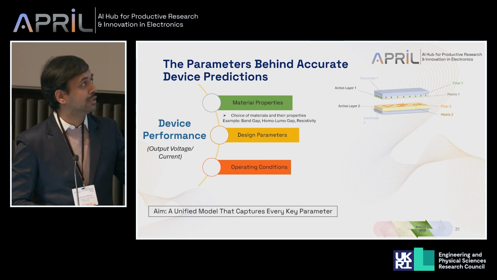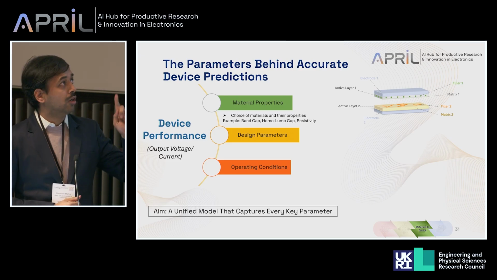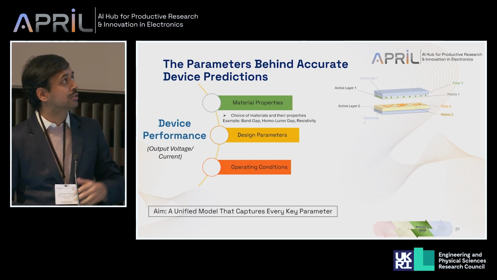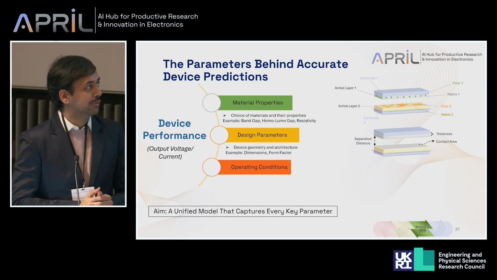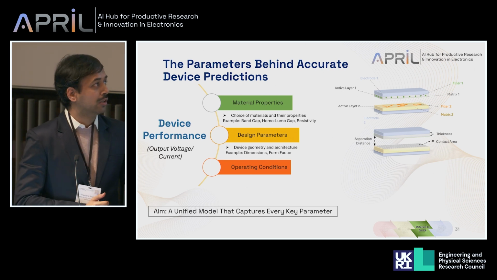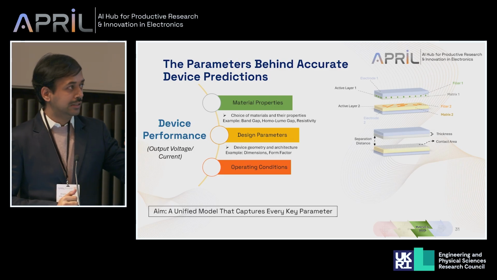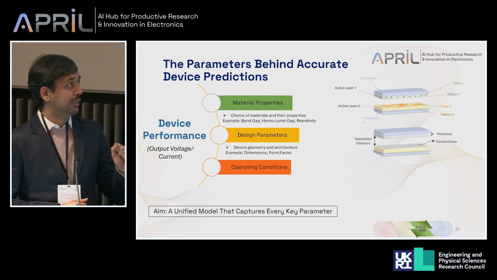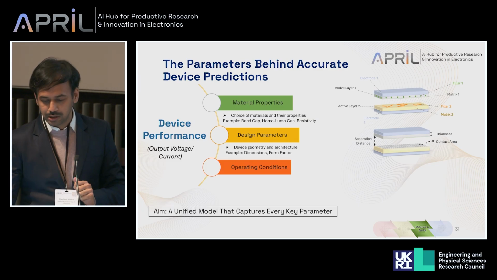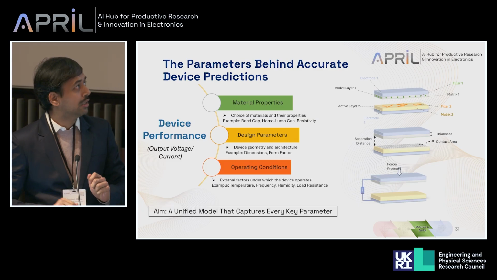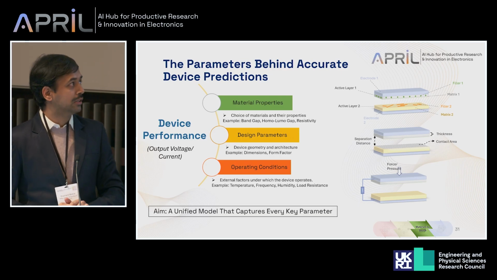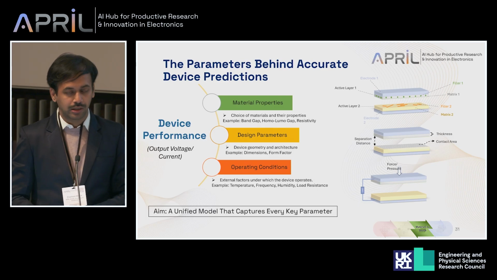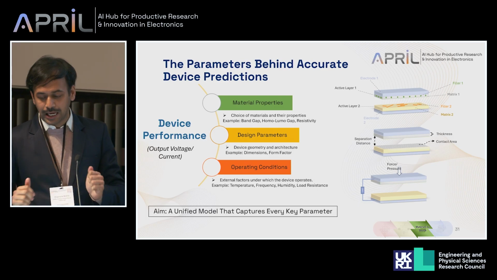The first set of parameters we need to consider is the material properties, like the band gap, the HOMO-LUMO gap of the active layers, and the resistivity of the electrodes, which matter a lot. Then you have the design parameters: the separation distance between the layers, the thickness of each layer, the contact area, and the form factor, like whether it's a thin film or an electrospun material. And lastly, the operating conditions, which include temperature, frequency, and load resistance. My aim was to make a unified model that can capture every key parameter to make an accurate model.